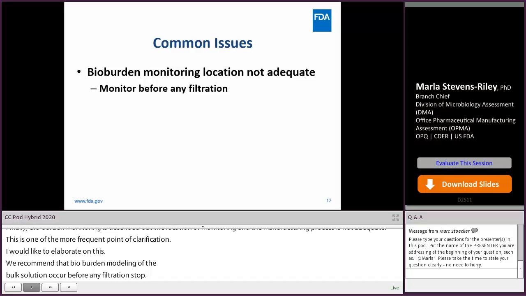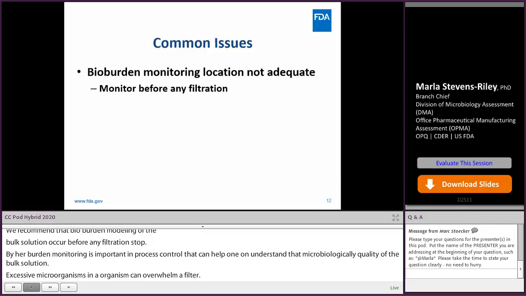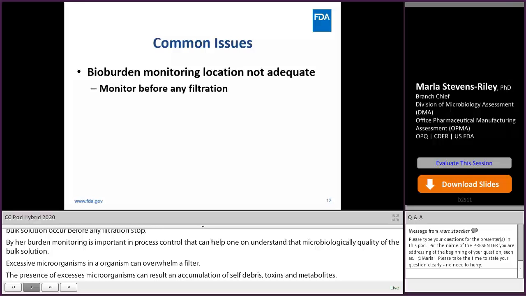Excessive microorganisms in a bulk solution can overwhelm a filter. Additionally, the presence of excessive microorganisms can result in accumulation of cell debris, toxins, and metabolites. These items most likely will not be retained by the filter, and they can enter the drug product during the filling process, where they can affect product quality and create a patient safety issue.